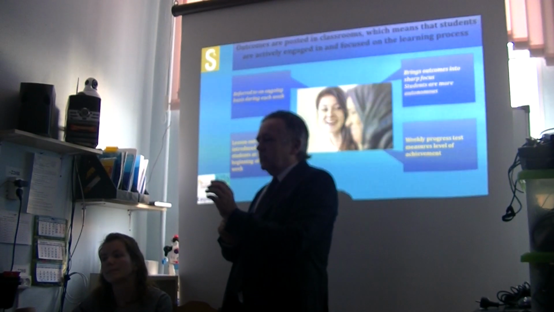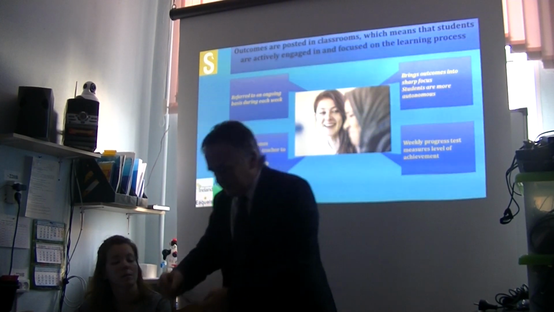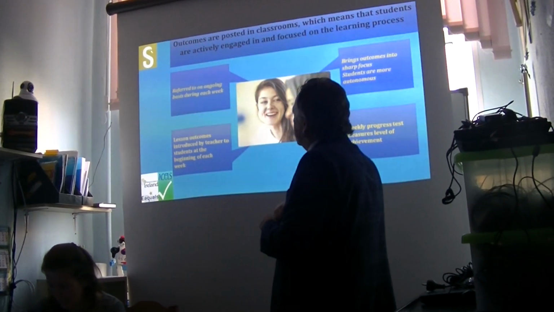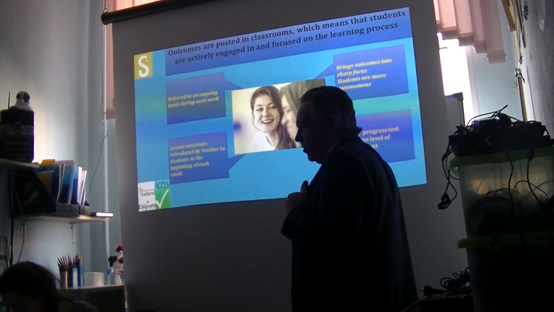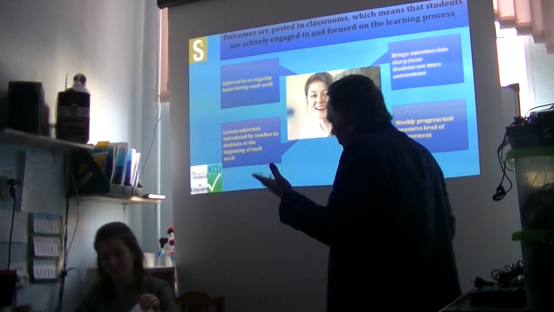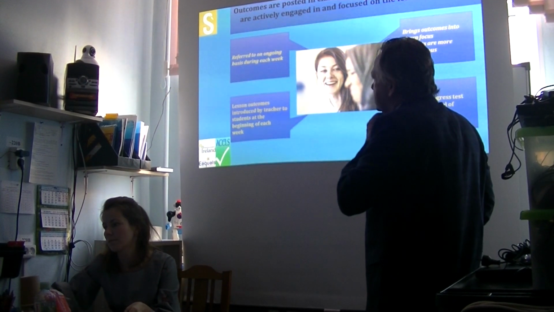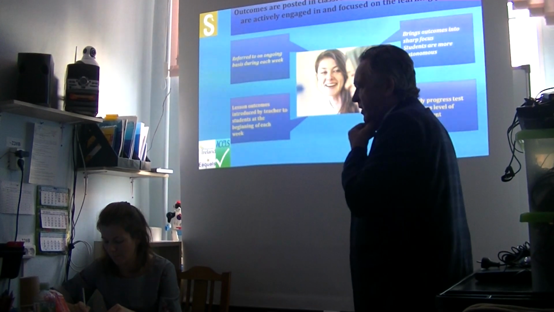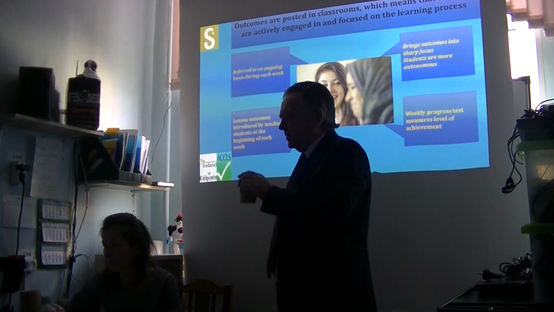So I said the outcomes are posted in the classrooms, which means that the students are actively engaged in the learning process. So what do I mean by that? Well, it brings the outcomes into sharp focus. The students are more motivated. So we actually see these are the outcomes, so the students can watch it and be aware of it all the time. The weekly progress test. Weekly outcomes are introduced by the teacher at the beginning of each week, and they're referred to on an ongoing basis each week.